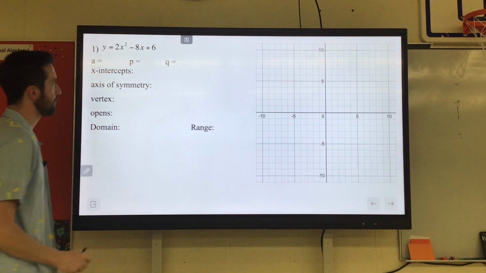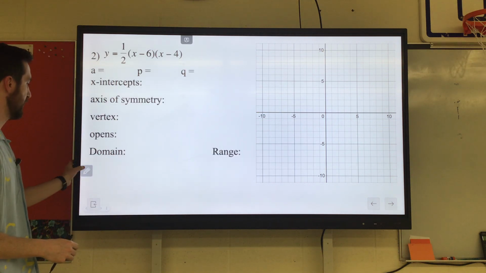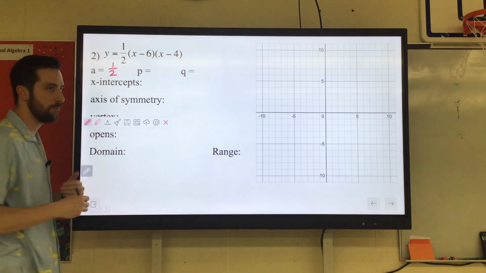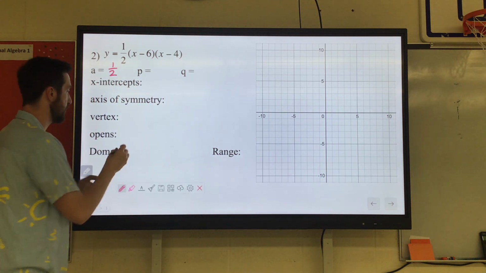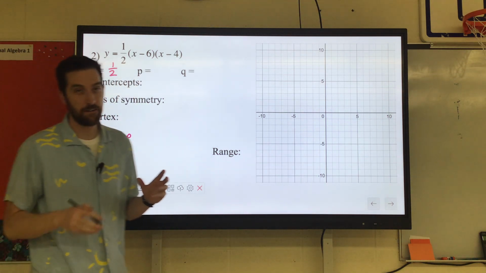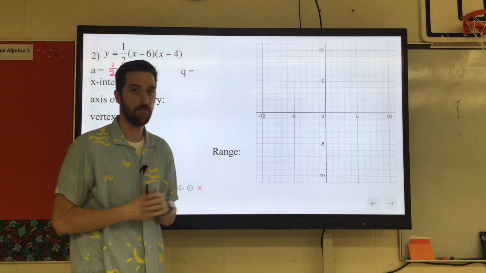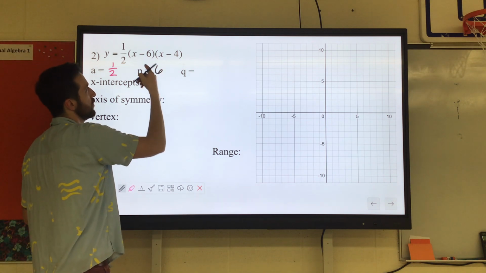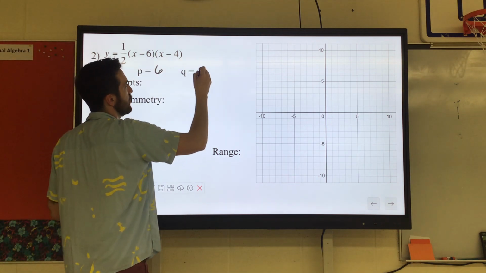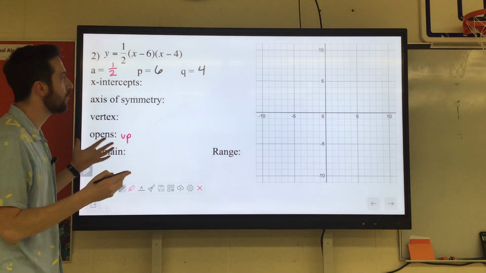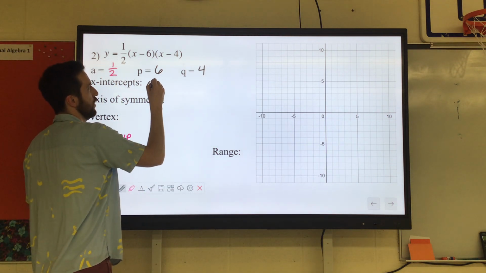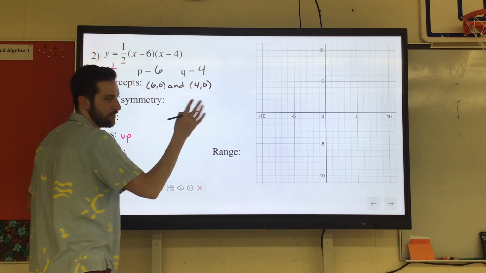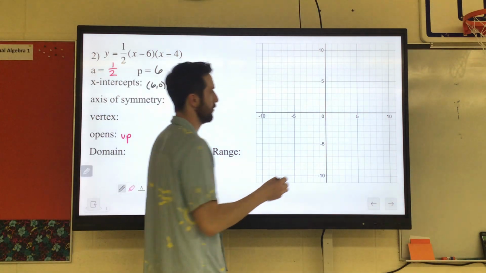Let's try another one. This one is in factored form, which is nice. So the a is 1/2, which remember that it's positive, so that means it opens upward, but the 1/2 is going to compress it, so it's going to make it wider than a normal U-shaped graph. P and Q, we could say P is positive 6 because it says x minus 6. Q, it says x minus 4, so Q is 4. These are our x-intercepts, 6, 0, and 4, 0. Or you could just say 6 and 4, it doesn't matter.